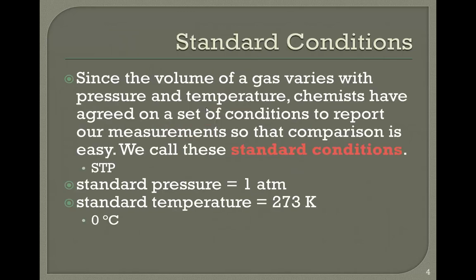Since the volume of the gas varies with the pressure and temperature, chemists have agreed on a set of conditions to report our measurements so that comparisons are easy. We call these the standard conditions, and you'll see that come up more than once. It's also abbreviated STP. Standard pressure is 1 atmosphere, and standard temperature is 273 Kelvin, which is, of course, 0 degrees Celsius. Once again, there are several different types of pressure units. There's millimeters of mercury, there's torr, there's atmospheres. Make sure that your measurements are balanced out.